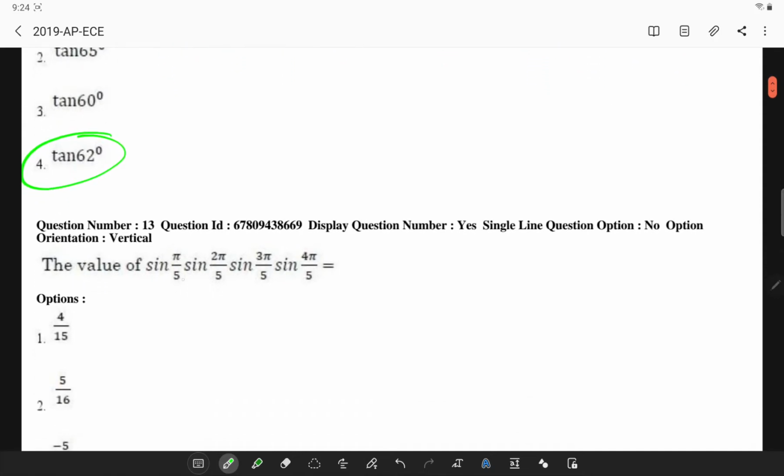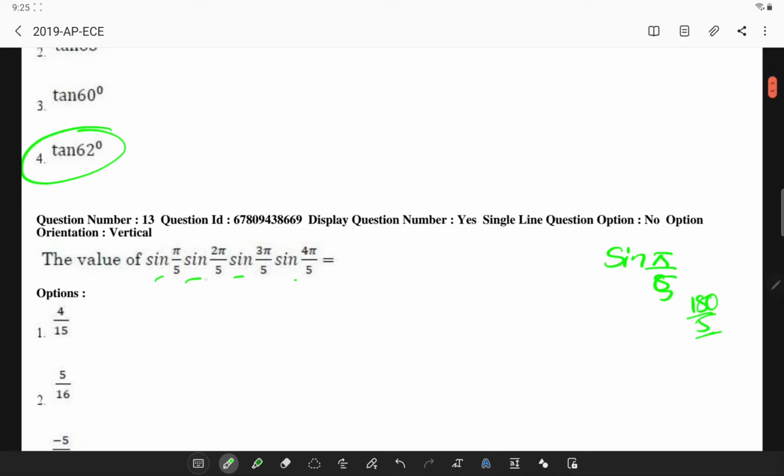The next question is again an application of trigonometric formulas, but the student must remember the value of sine pi by 5. What is pi? Pi is 180 divided by 5, keep it in mind. I'll take these two and write them as sine pi by 5 into sine 2 pi by 5. I can write sine 3 pi by 5 as sine of pi minus 2 pi by 5.